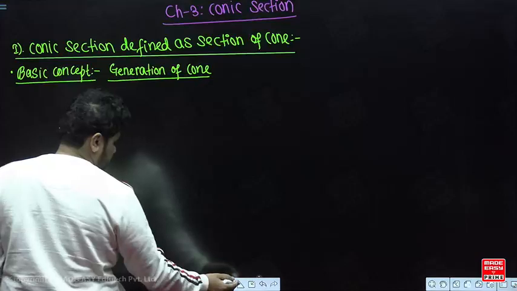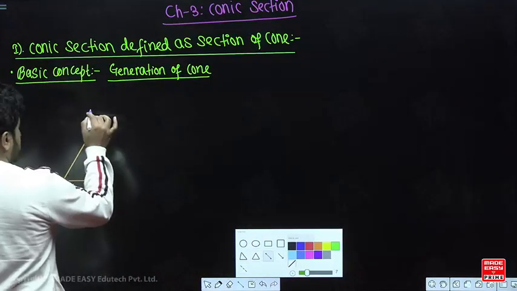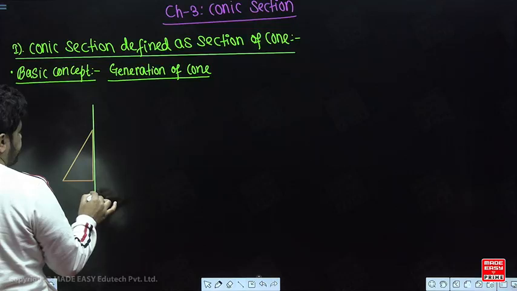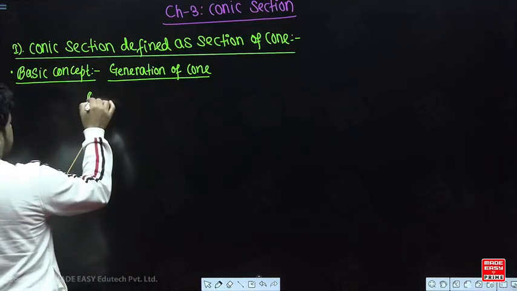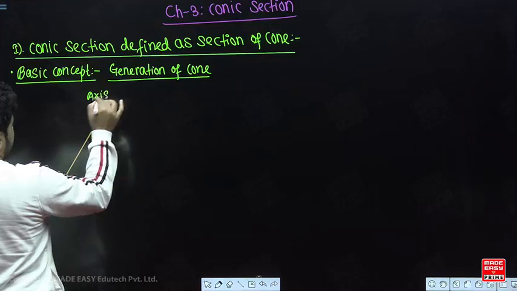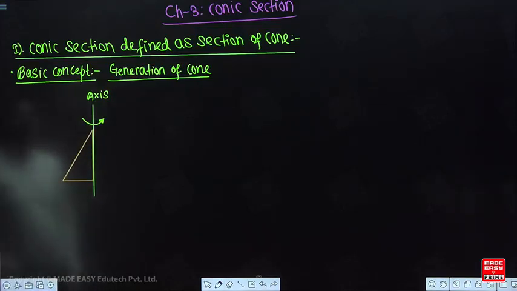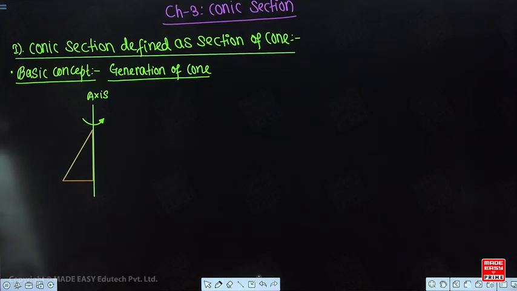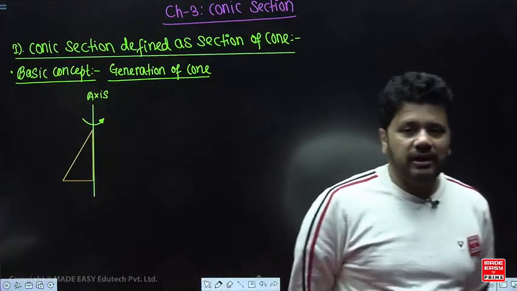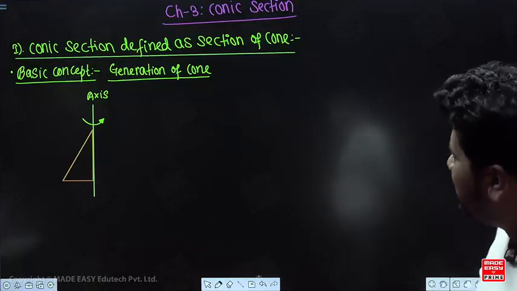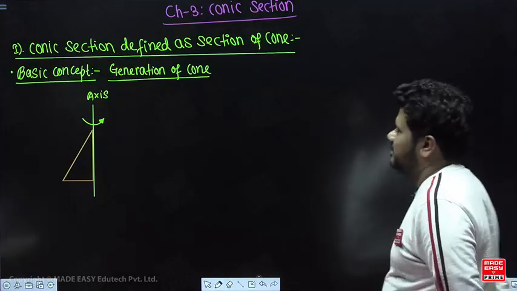Suppose this is an axis, right, and this is a triangular plane which is rotated with a very high speed, correct? So conic section defined as section of cone, that means section of cone. Sectioning means what? To cut a cone at various angles. Slowly you will come to know. So first let us develop how a cone is generated, right?